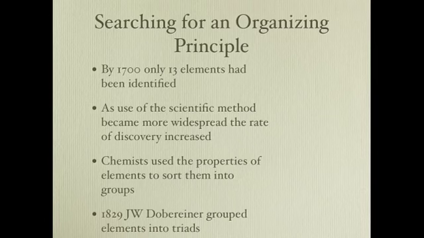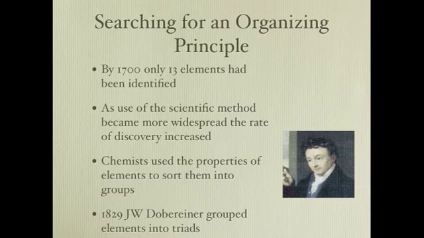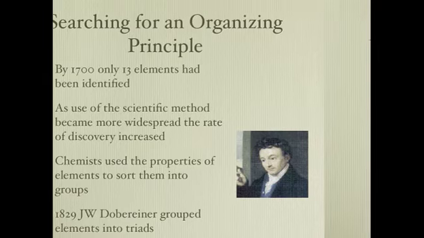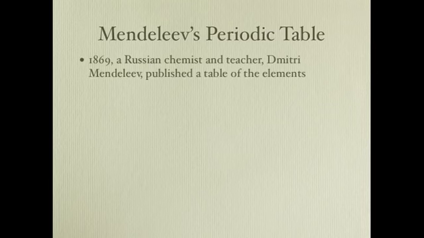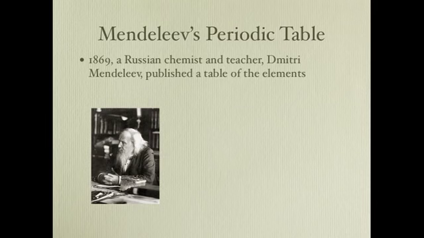So the first person to ever organize these was a guy named Dobereiner, and he grouped them into triads, groups of three, by similar properties. So that was kind of the first attempt. Probably the most famous person to do it was a guy named Mendeleev, a Russian chemist, who did this in about 1869 and came up with a table of elements based on different properties.